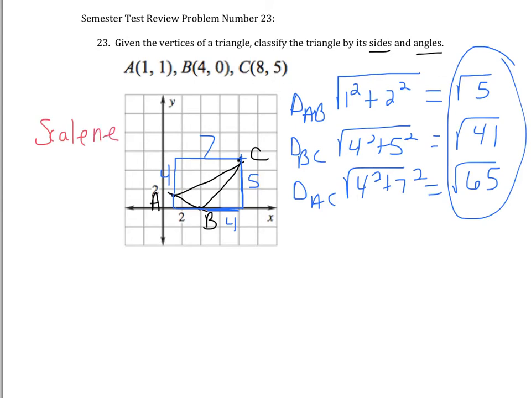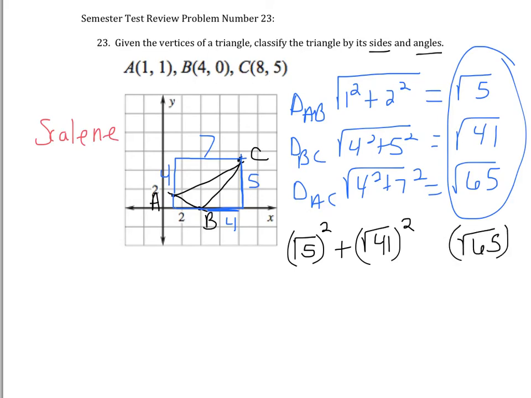But now we have to determine whether or not it is a right triangle, acute triangle, or obtuse. I'm suspicious that it's obtuse, but I want to verify. So I'm going to take the square root of 5 for one of the legs. I'm going to take the square root of 41 for one of the legs. I'm going to square those and add them together. And we know for this to be a right triangle, that should equal 65, the square root of 65, squared. So for it to be a right triangle, those should be equal. Well, I know that when I square a square root, they undo each other, they're inverse operations, so I know that this would go to 5, this would go to 41, and this would go to 65.